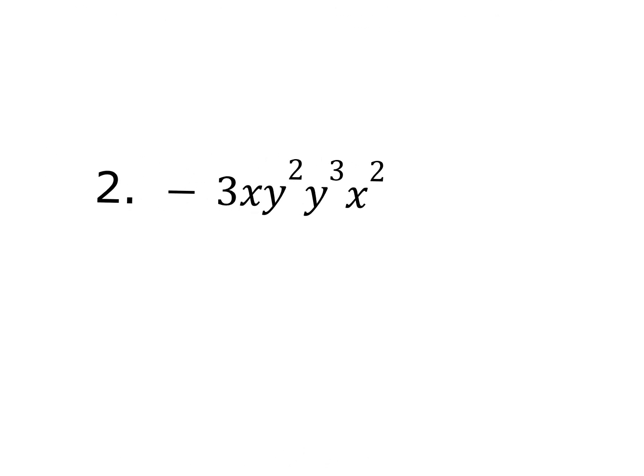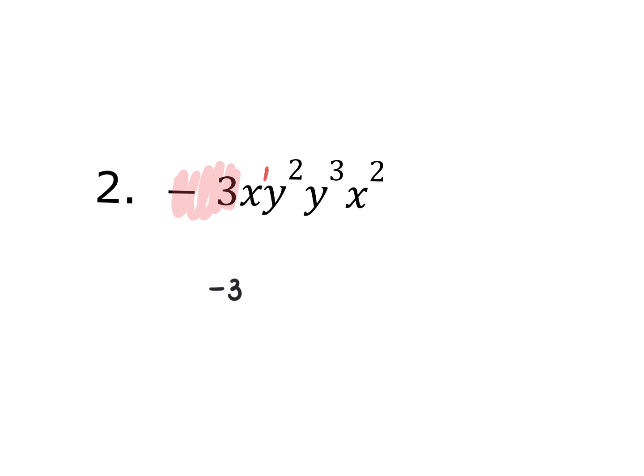Okay, first thing I'm going to look for is my coefficient. So this -3 is my coefficient. I'm going to look through. There are no other coefficients, so my coefficient is going to stay that -3. I'm going to put exponents on any variable that doesn't have one. So I have x to the first times y to the second times y to the third times x to the second.